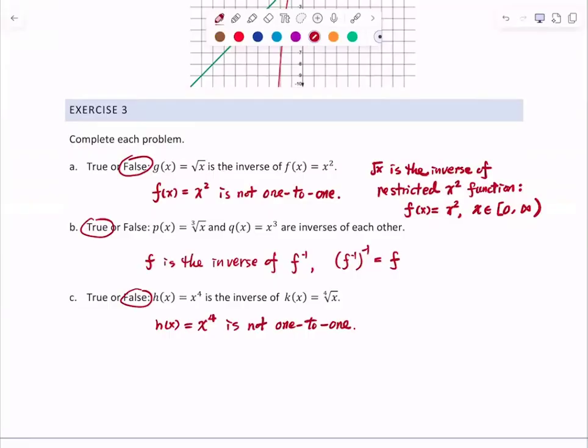Right, so this is a good example. What did we learn from this one? You can't have an inverse if your function is not one-to-one, because you can't make the assignment, you cannot reverse the assignment. Okay, so if you get this one, it's the same concept, just applied to a different function.